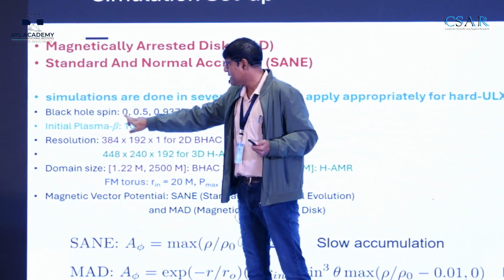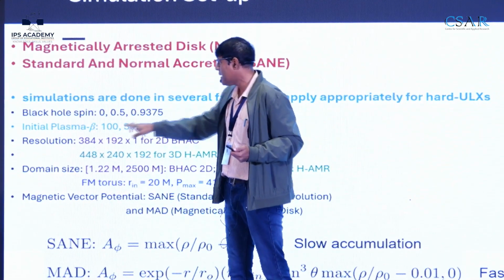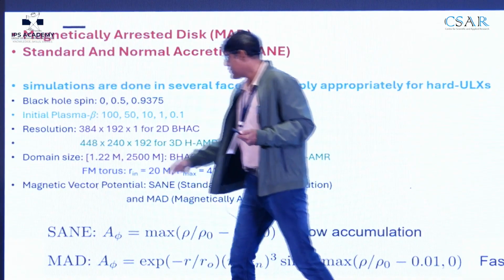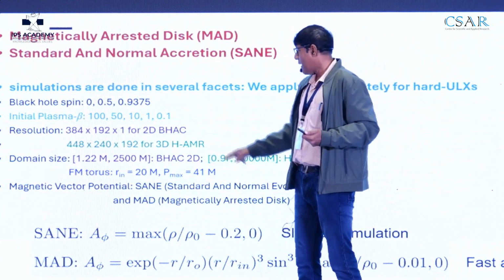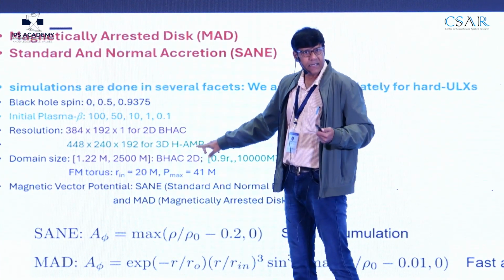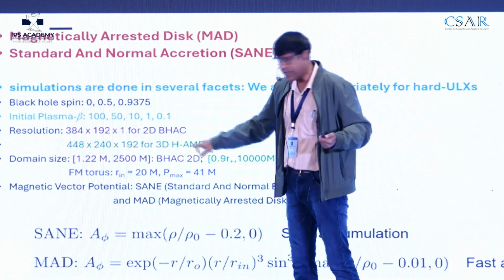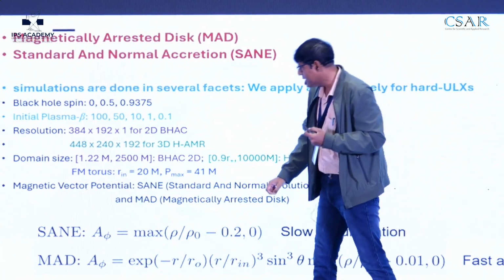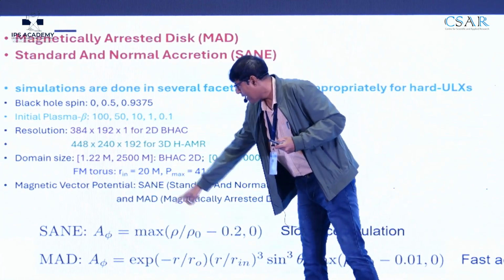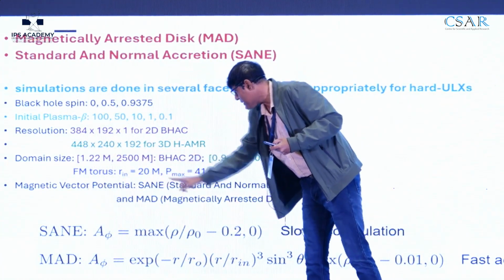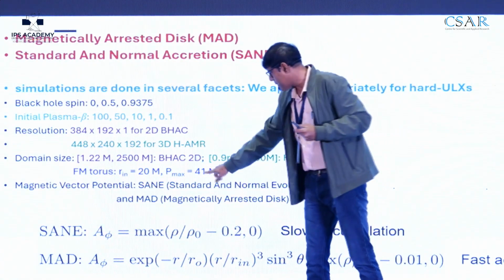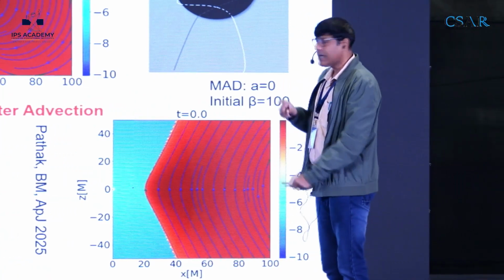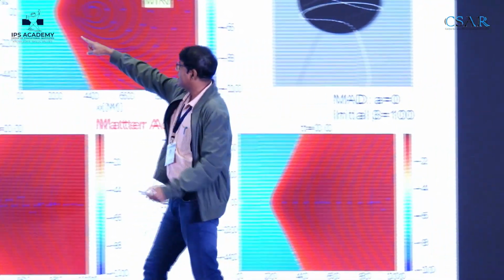Parameters: black hole spin, from 0 spin to very high spin I consider. Plasma beta, from very high to low plasma beta considered. And resolutions are considered like that. 3D HAMR is considered to be with higher resolution than 2D. And the torus I was showing to start with in various movies has an inner edge at 20 gravitational radii, and the maximum of the torus is at about 41 gravitational radii. With that, I'll start with a movie. So the black hole is sitting here.